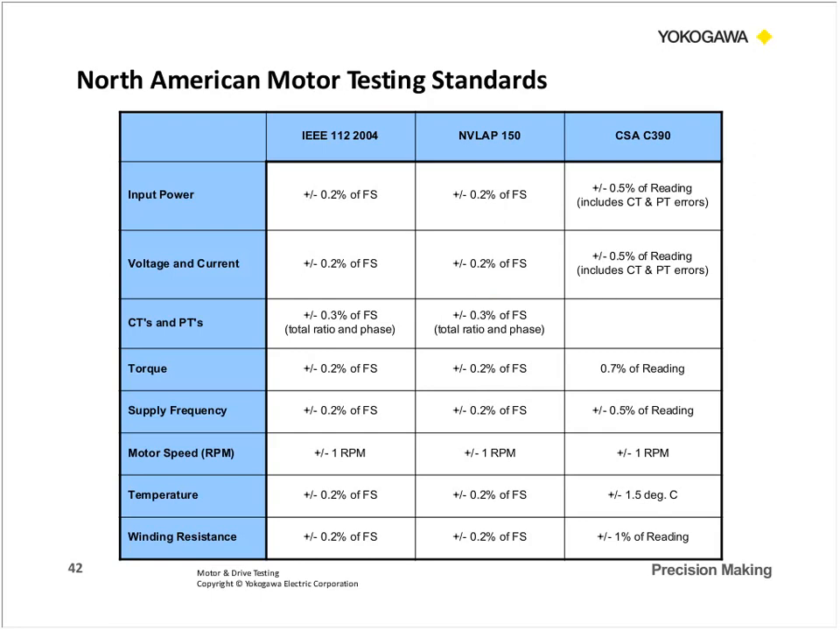They do specify an accuracy for CTs and PTs, typically at 0.3% of full scale, and that's the ratio and phase error. So you've got to have pretty good CTs and pretty good instrumentation. Then it also defines the torque and the speed accuracy measurements. Some other things required in the 112 and NAVLAP testing are temperature rise and things like that, so it defines the temperature measurements also. Here's a quick reference of where you need to be with the type of instrumentation for testing your motors to these standards.